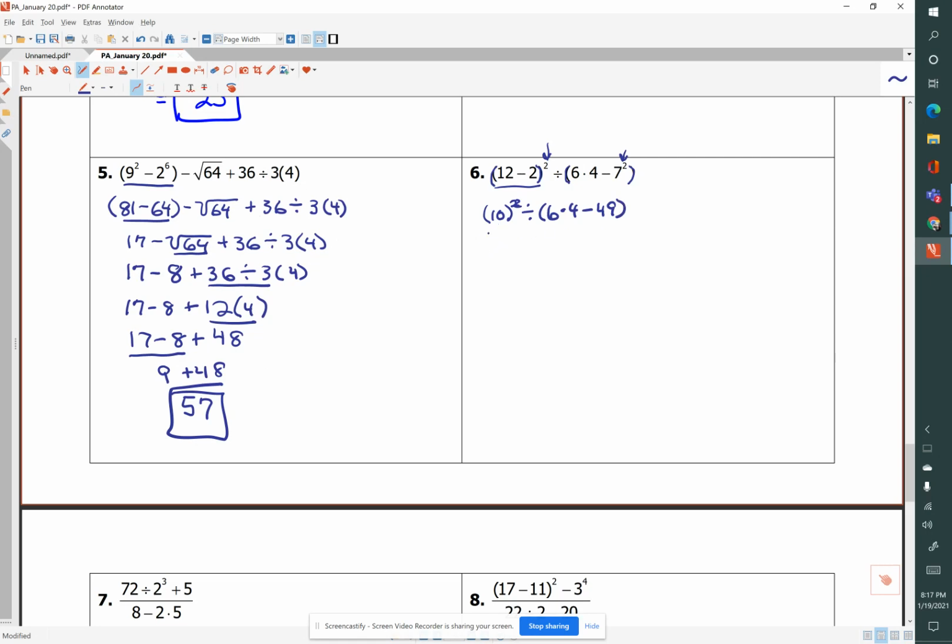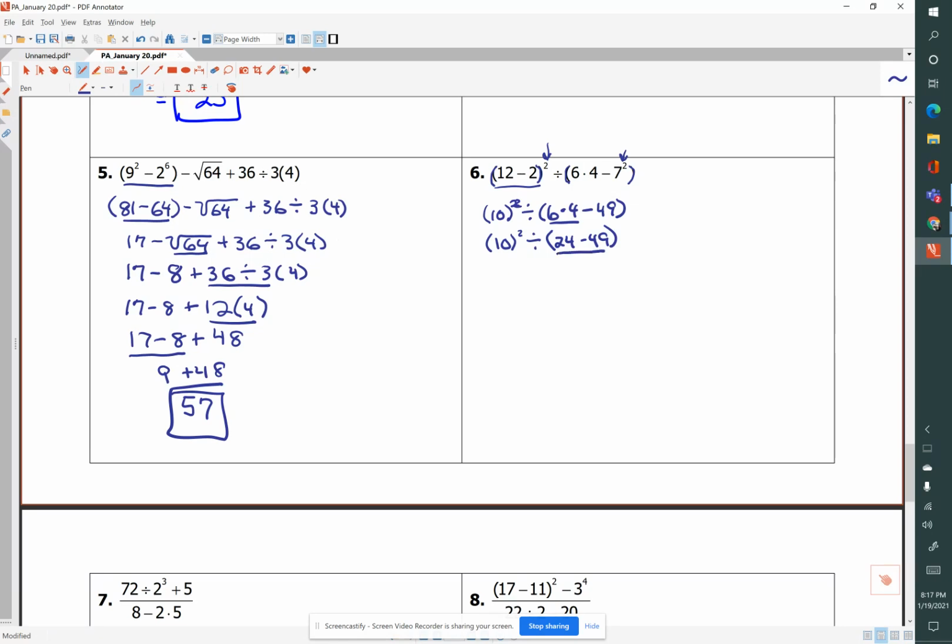We can start on the left. We still have that 10 to the 2nd power, but it's going to be divided by, let's multiply 6 times 4. So that would be 24 minus 49. We're going to end up with a negative number in there.